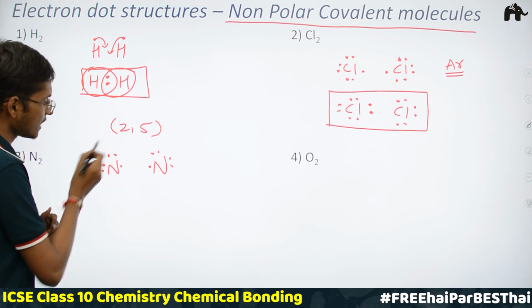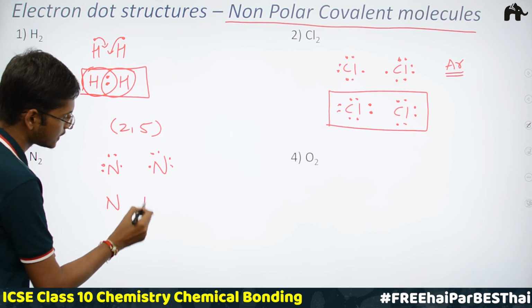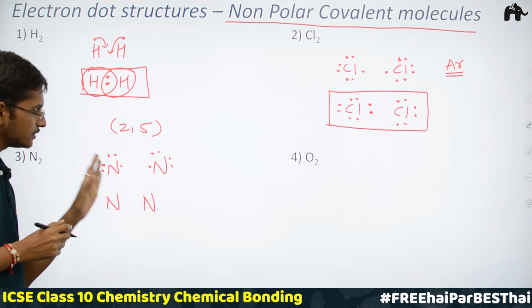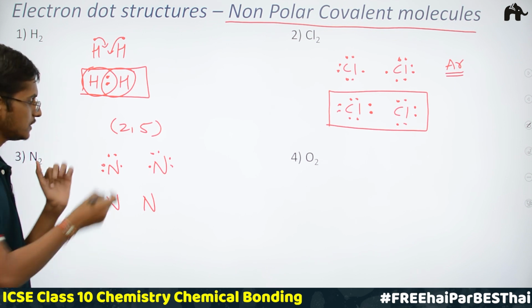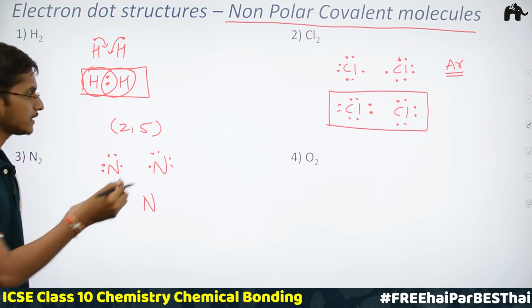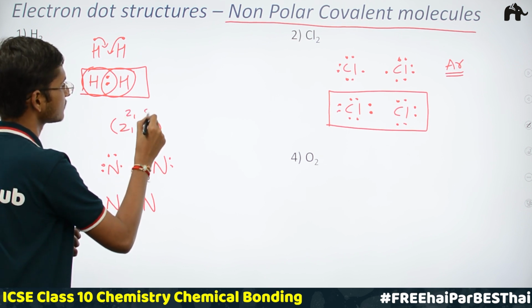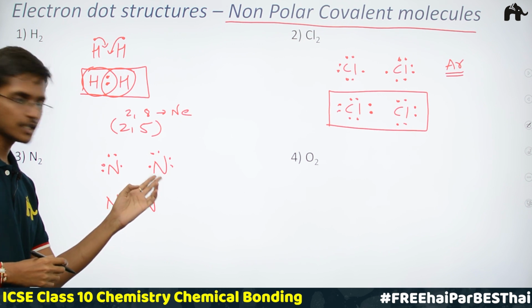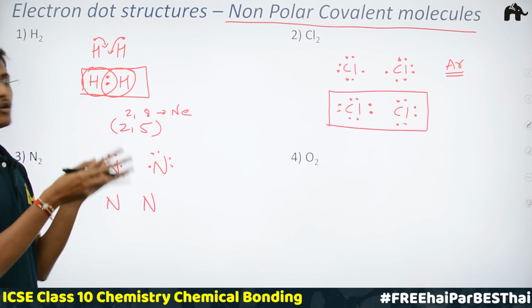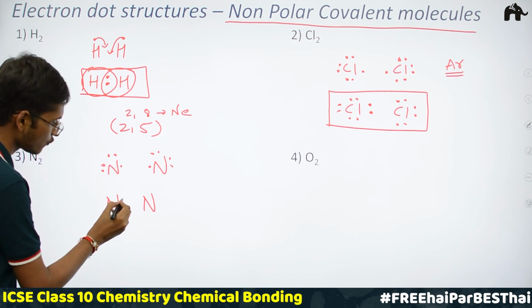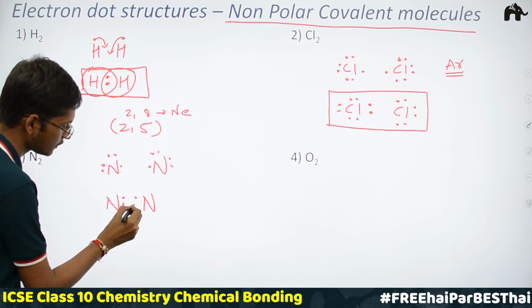Now what is happening? This nitrogen and this nitrogen atom are in desperate need of 3 electrons. See, 1 2 3 4 5, it needs 3 more electrons, then it would attain octet, right? It would attain 2, 8, the configuration of neon, and it would become happy. Same is the case with this nitrogen as well. So since they want 3 electrons each, they share 3 electrons with each other. Simple. So 1 2 3, 1 2 3.